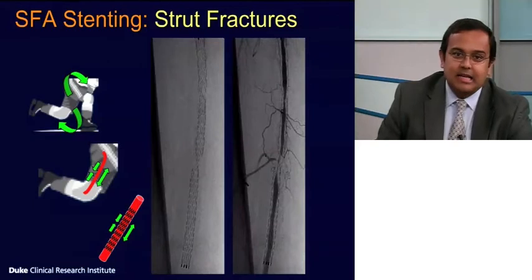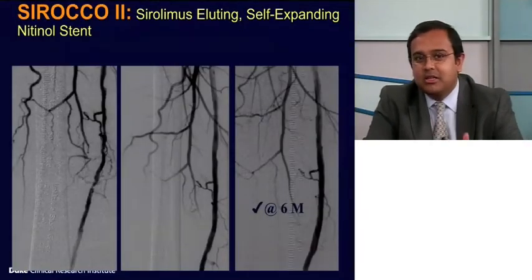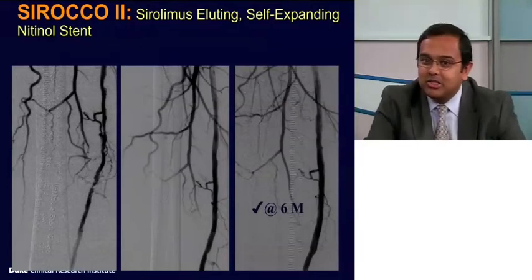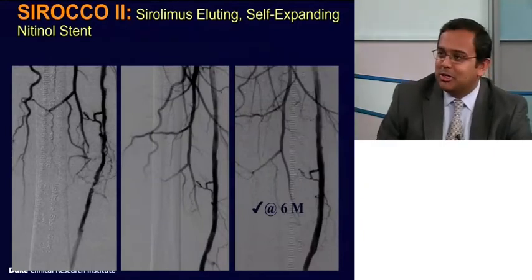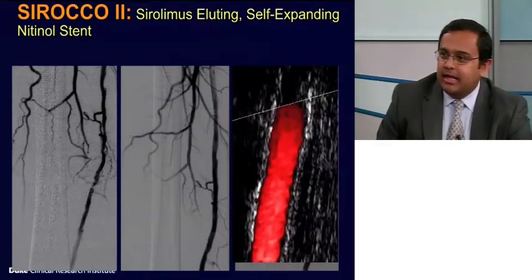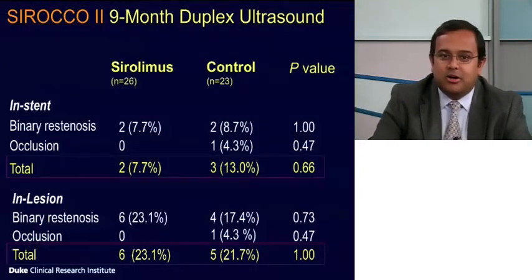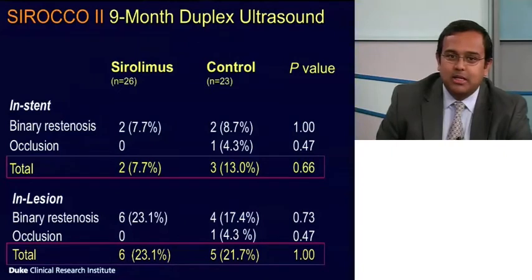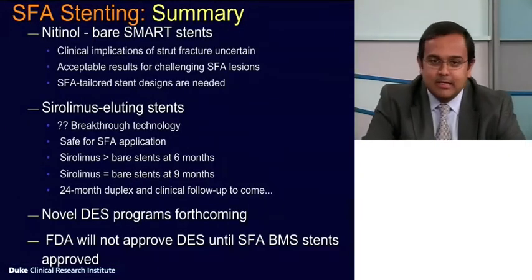And in the setting of that, we have things like Sirocco 2, which many have heard about, and others, where we had sirolimus-eluting self-expanding nitinol stents. The first in man started into what DES would look like, again with very appealing initial results at 6 months, and angiographic and ultrasound results. But then as we moved forward and started to look, and again small numbers, 20, 26, and 23 in each group, we didn't see a significant change in restenosis.